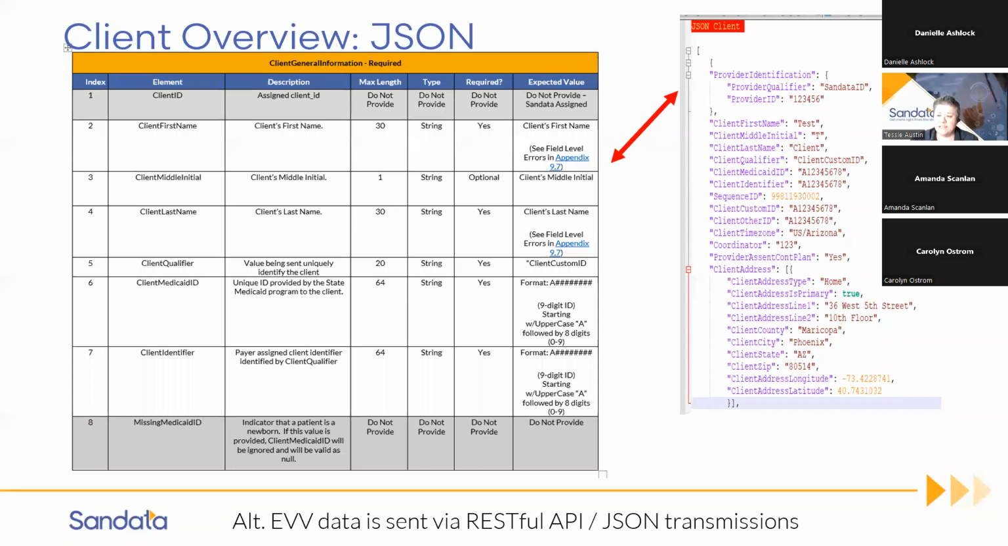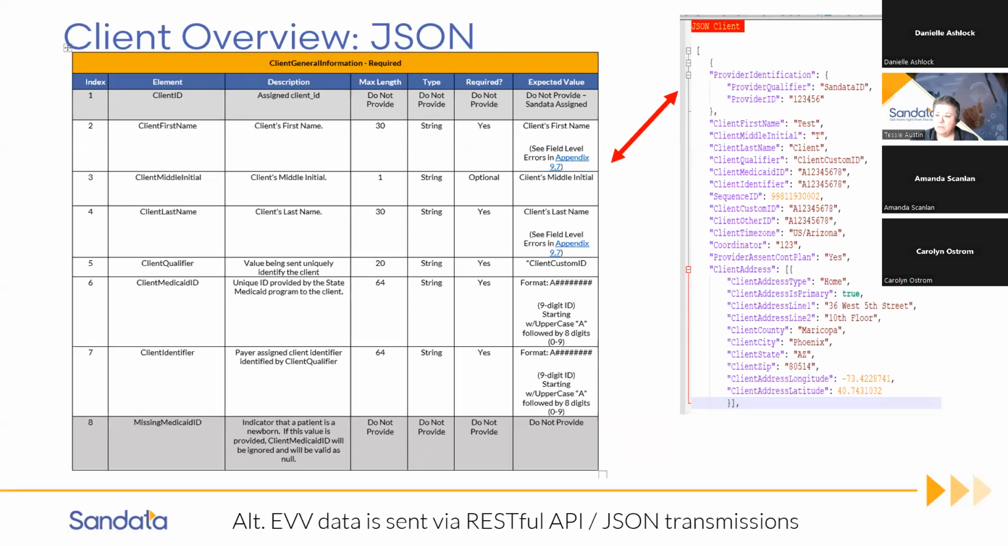You also see some things highlighted that say do not provide. We're not looking for you to include those in your JSON at all. If for some reason you do code to them and you do have them, you must send those as null. We assign the client's ID. We've recently made a change to the missing Medicaid ID to make sure that's not something that causes confusion. And if you have special situations that you need to talk to us about, we'll be happy to work with you via email.